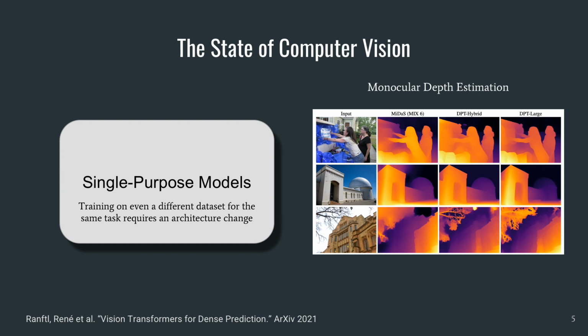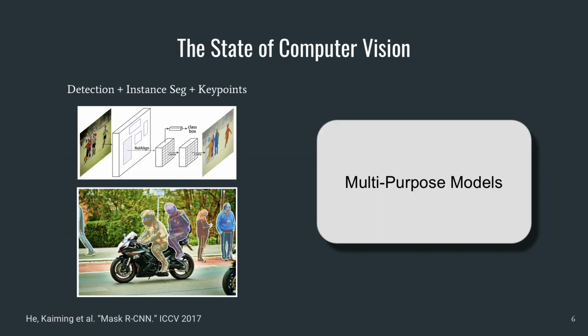Models for monocular depth estimation are another example of single purpose models. They are designed and trained for the sole purpose of predicting depth from a single image. On the other hand, we have multitask models such as Mask R-CNN, which can do detection, instance segmentation, and pose keypoint estimation simultaneously. While such models handle more than one task, they are still limited to a predefined set of tasks. The architecture and learning algorithm design are heavily tailored to these pre-selected tasks.